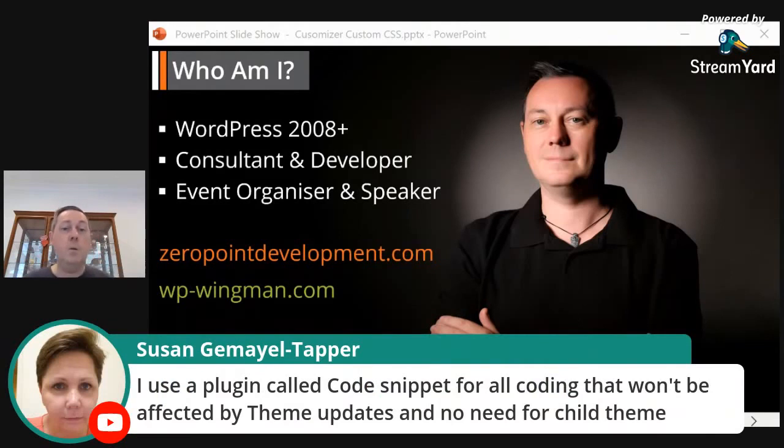Susan says, I use a plugin called Code Snippets for all coding that won't be affected by theme updates, and there's no need for a child theme. That's great. So a plugin called Code Snippets allows you to put CSS and store that separately from your updates. That's good.